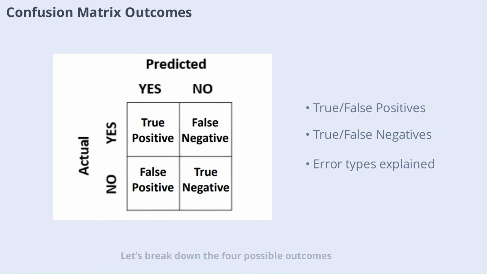Let's break down the 4 possible outcomes in a confusion matrix for hypothesis testing. True negative, TN: the null hypothesis is true and the test correctly fails to reject it. True positive, TP: the null hypothesis is false and the test correctly rejects it. False positive, FP: the null hypothesis is true but the test incorrectly rejects it, type I error. False negative, FN: the null hypothesis is false but the test incorrectly fails to reject it, type II error.